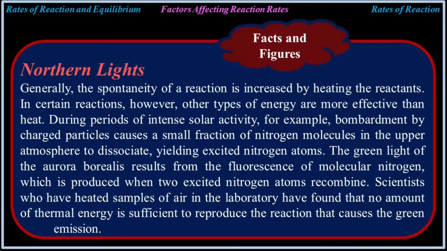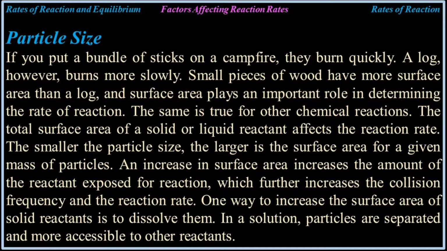The green light of the aurora borealis results from the fluorescence of molecular nitrogen, which is produced when two excited nitrogen atoms recombine. Scientists who have heated samples of air in the laboratory have found that no amount of thermal energy is sufficient to reproduce the reaction that causes the green emission.